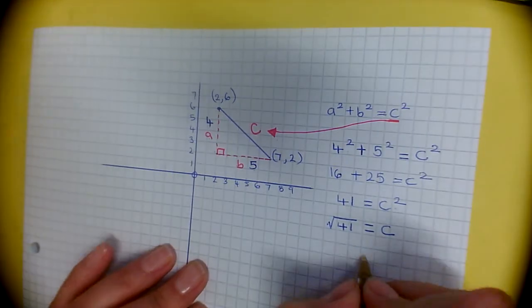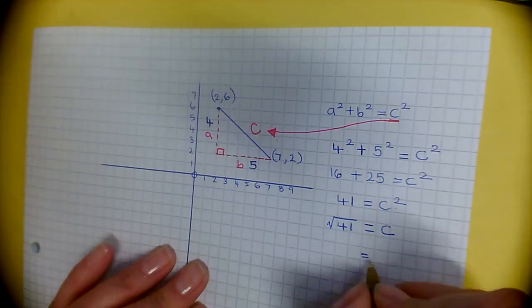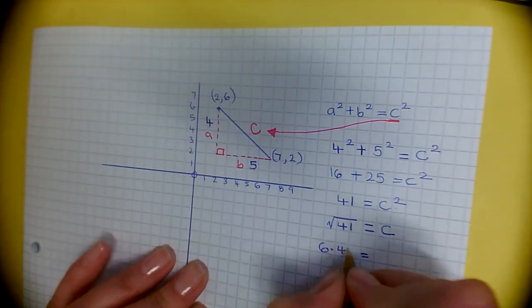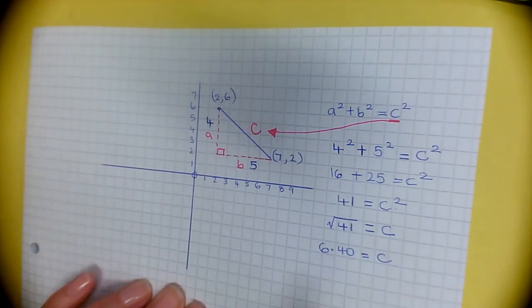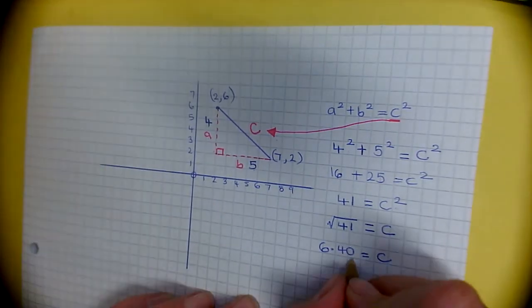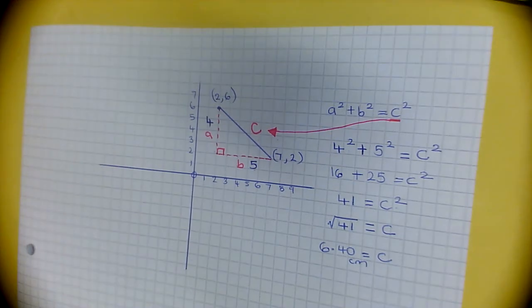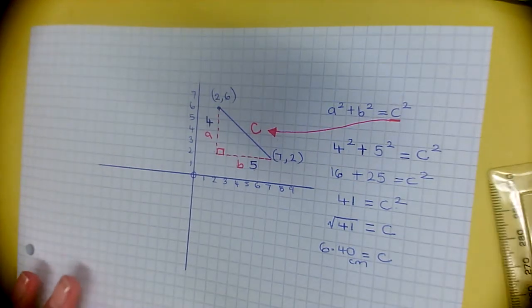So I'm going to round that to 2 decimal places, and it's going to be 6.40. So C, the length of this line here, is 6.40, and let's just call it centimetres. So don't forget your unit of measure. Now let's do another example.